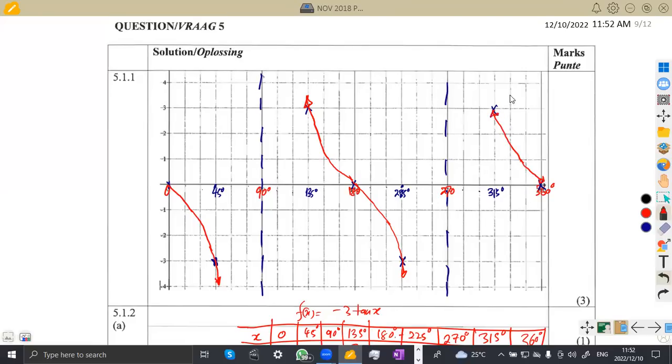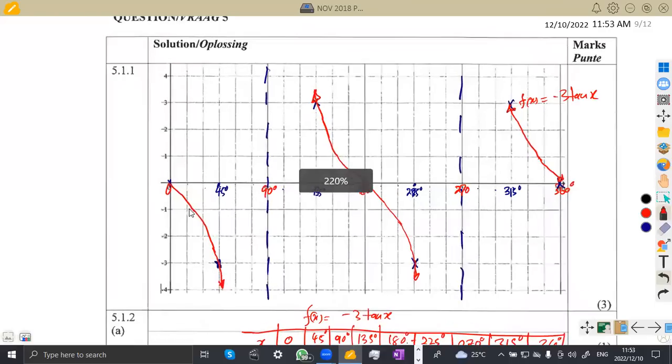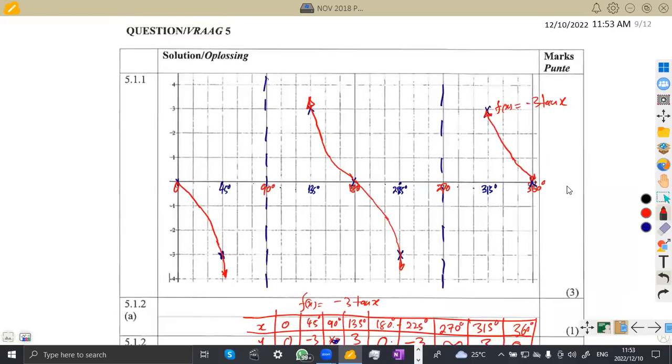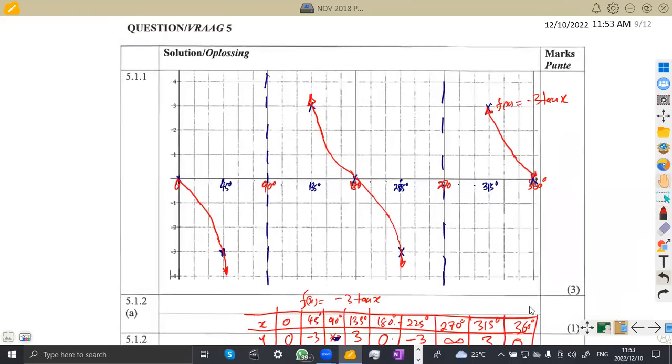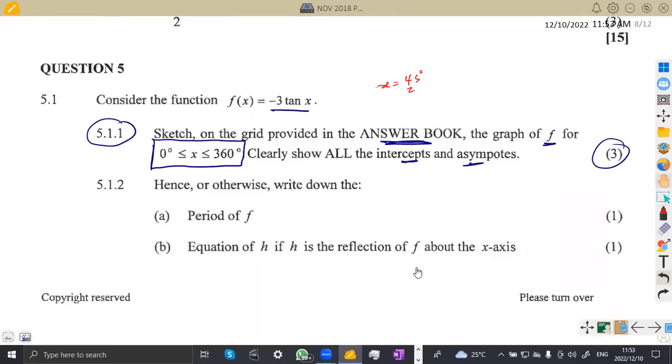So this is the graph of tan, which is f of x equivalent to -3 tan x. You just write it on one piece. You can write on this one or on this one. So that was the presentation that was required. The question is asking you to just draw the graph. Okay, so let's see the other part of the question.